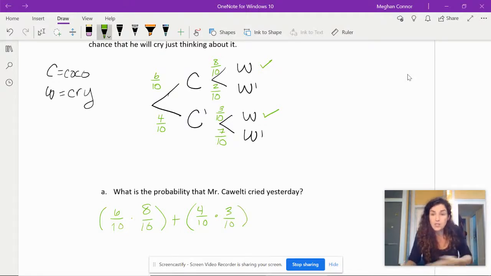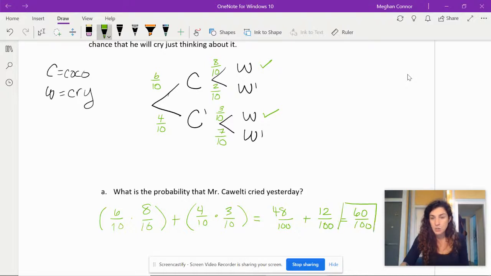So this is not conditional. We're not talking about any certain situation. It's just, what's the probability that he cried? Okay, so that's going to be 48 over 100 plus 12 over 100, which is 60 over 100. So there's a 60% chance, or 0.6, or 6 out of 10, or 3 out of 5, however you choose to represent that probability that he cried yesterday.